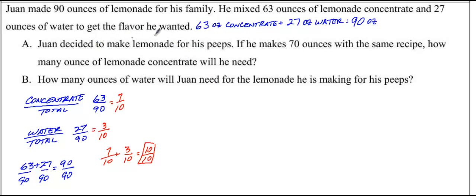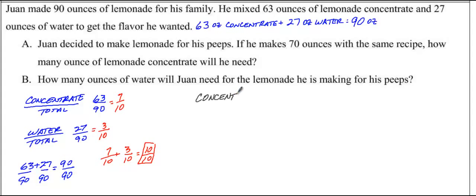All right, Juan decides to make lemonade for his peeps. His peeps are lucky people. If he makes 70 ounces of the same recipe, how many ounces of lemonade concentrate will he need? So this is the concentrate question. So how much concentrate will Juan need?